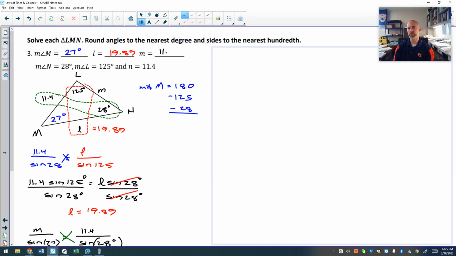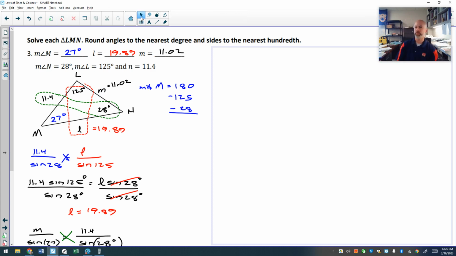M is 11.02, and then really quickly, I'm going to look at all of my answers and make sure that they are lining up correctly. My largest angle is 125. L is my largest side. My smallest angle is 27, and M is my smallest side length, not by much, but it is less than 11.4. So I am happy with that answer.